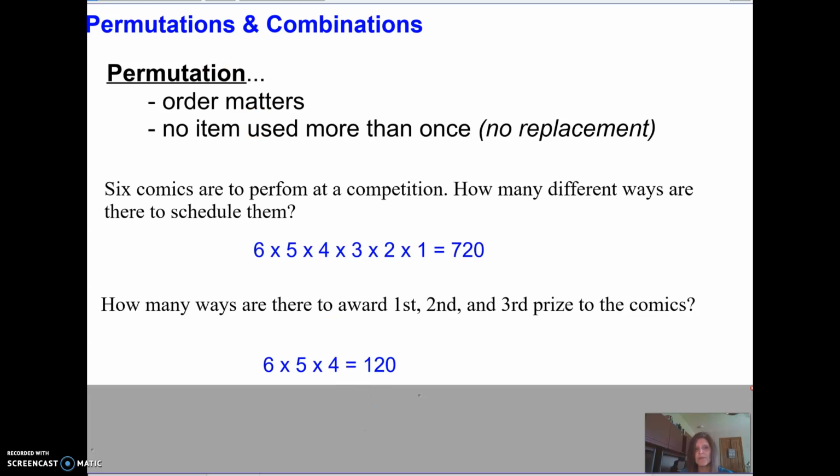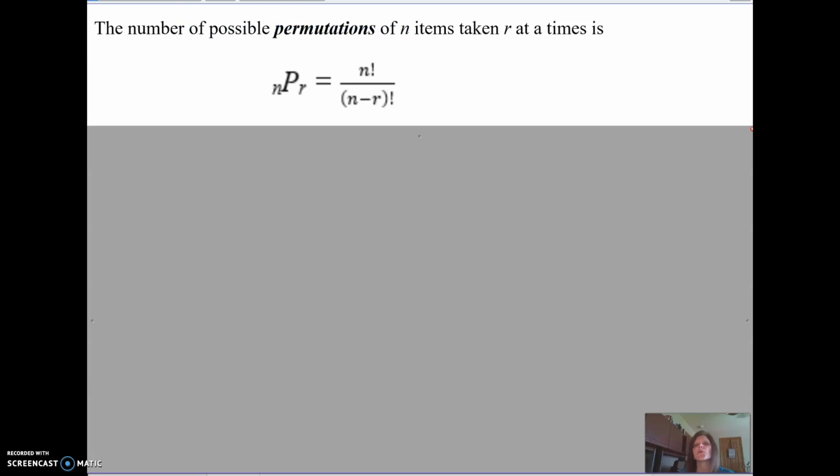We do use some kind of fancy notation for permutations. In that second case here, I chose 3 out of the 6, so that was a permutation of 6 things taken 3 at a time. In general, if you have the permutation of n things taken r at a time, the n and the r are subscripts with a capital P. That's found by taking n factorial divided by the quantity of n minus r factorial.